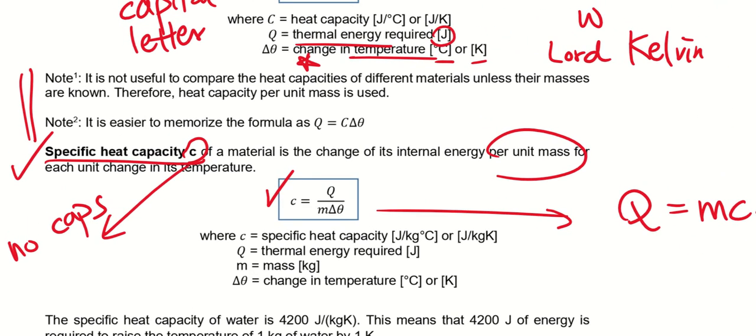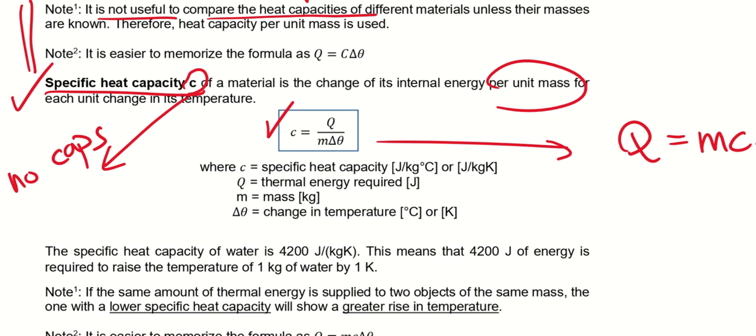Note 1: it is not useful to compare the heat capacity of different materials unless their masses are known. So therefore, we have specific heat capacity.